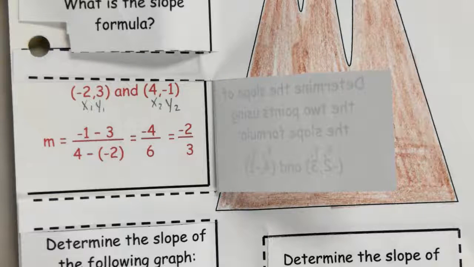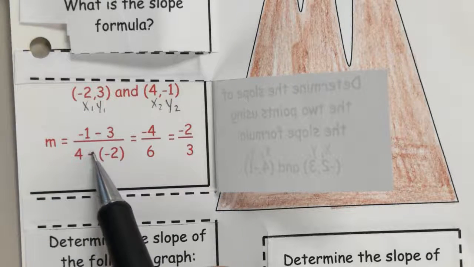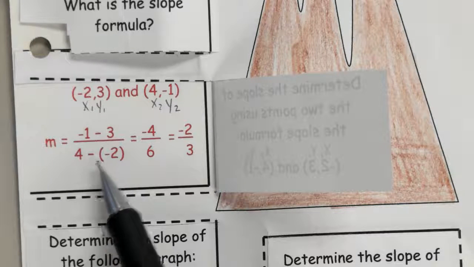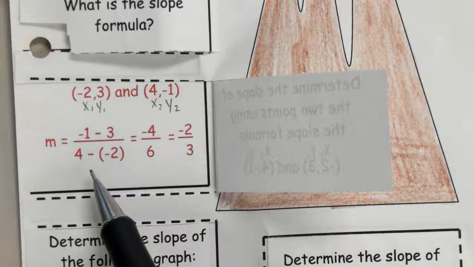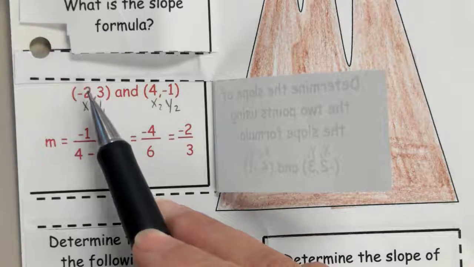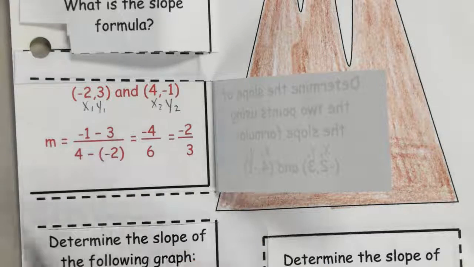Be careful right here when you're subtracting a negative. This is a really common mistake that's made. You forget to use both and you end up changing the sign of your answer. So when it says 4 minus negative 2, you have to use both the minus and the negative sign, which actually turns it into a plus.